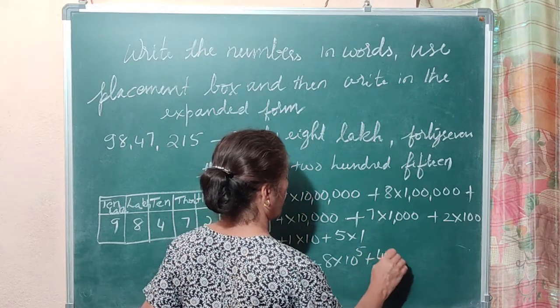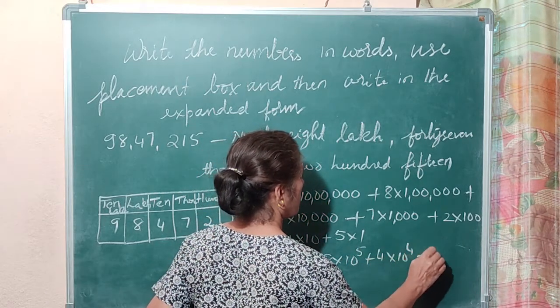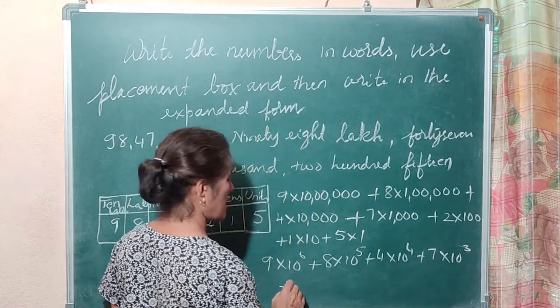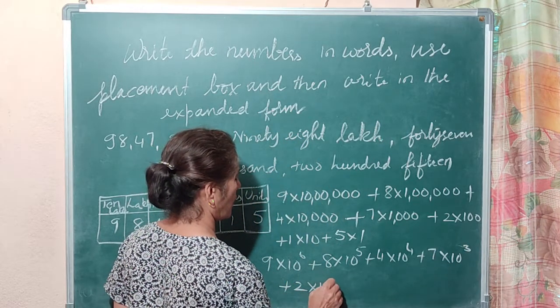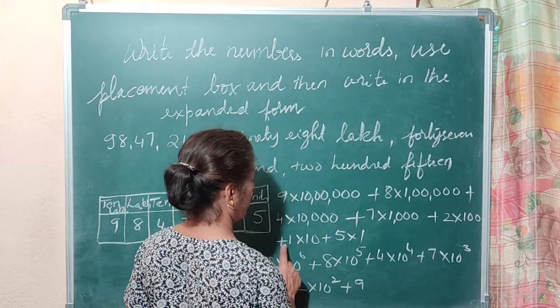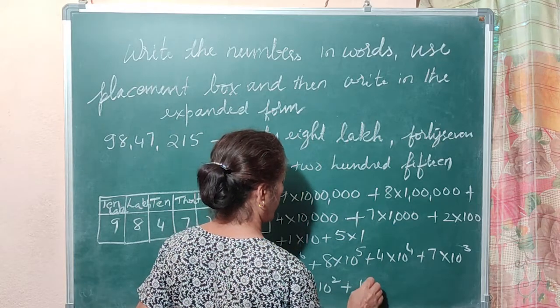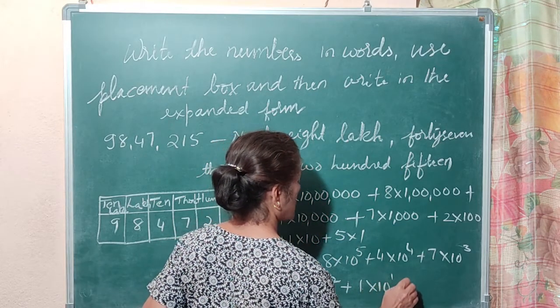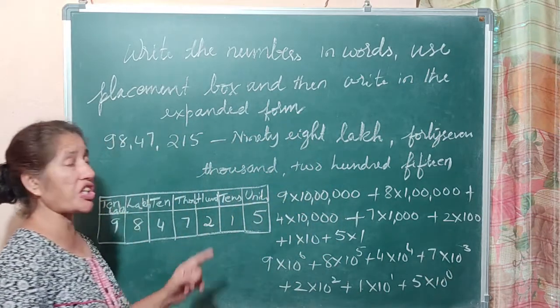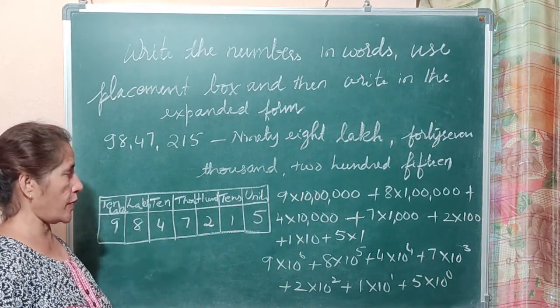Plus 4 into 10 to the power of 4, plus 7 into 10 to the power of 3, plus 2 into 10 to the power of 2, plus 1 into 10 to the power of 1, plus 5 into 10 to the power of 0. The last digit is always 10 to the power of 0.